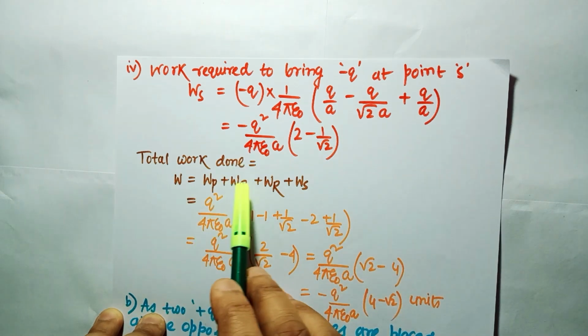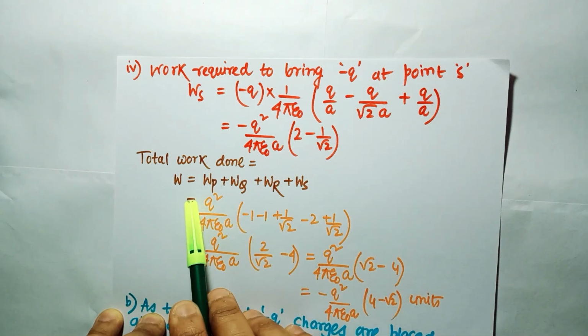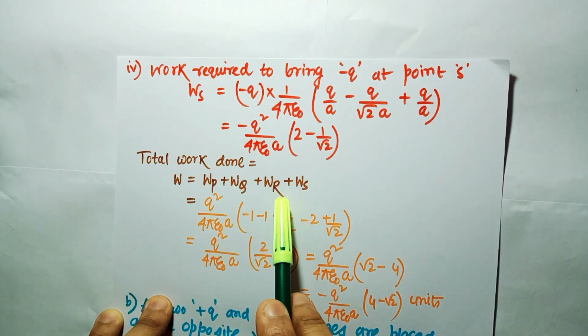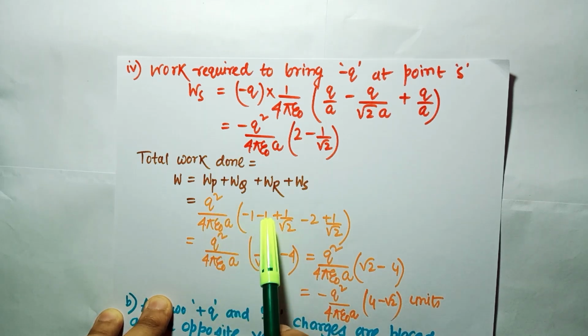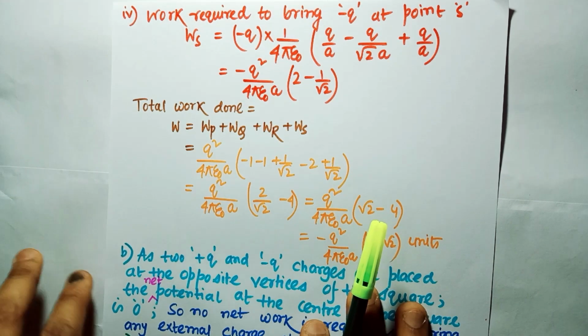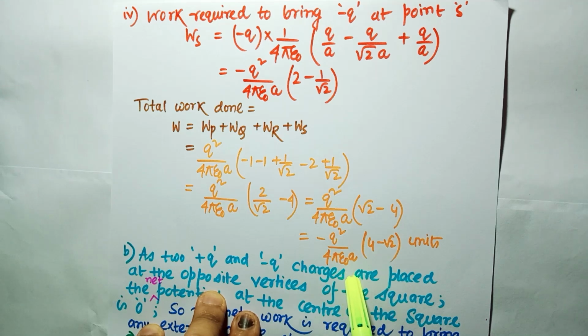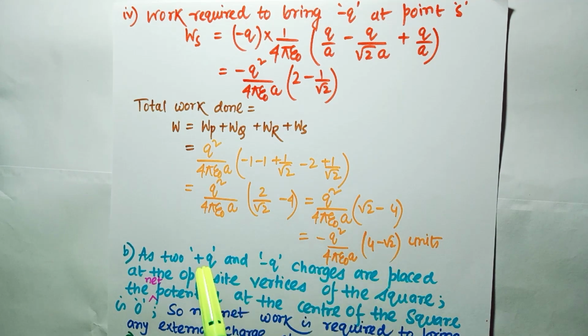So the total work done to assemble this charge configuration is W equal to WP plus WQ plus WR plus WS. It comes out to be Q square by 4 pi epsilon naught A times minus 1 plus 1 by root 2 minus 2 plus 1 by root 2, and the final expression is minus Q square by 4 pi epsilon naught A times 4 minus root 2 units. So the work done is negative. This is the expression for the total work done to assemble this charge configuration and to put the charges at the vertices of the square.